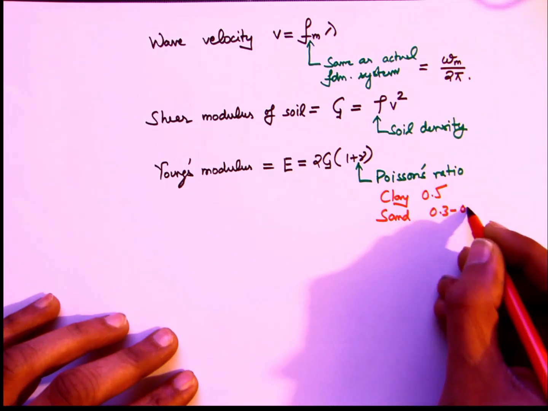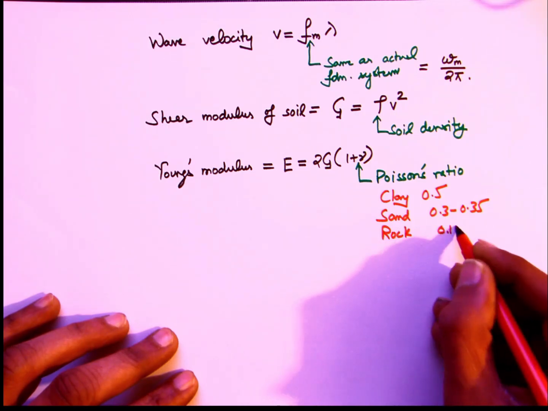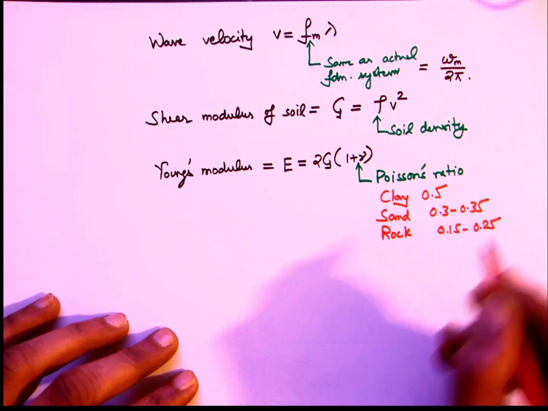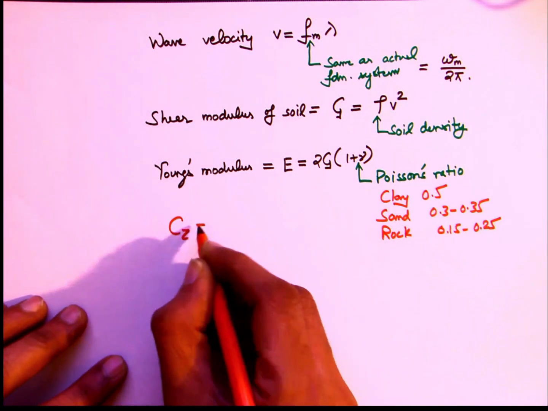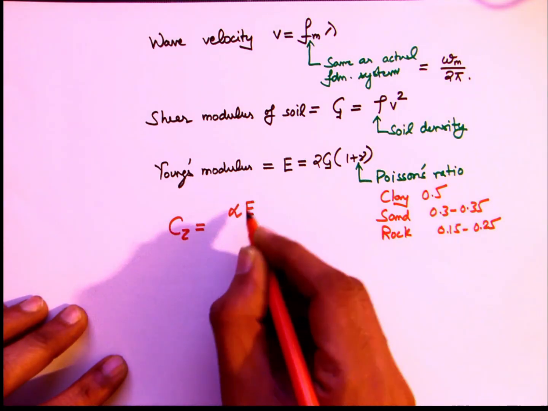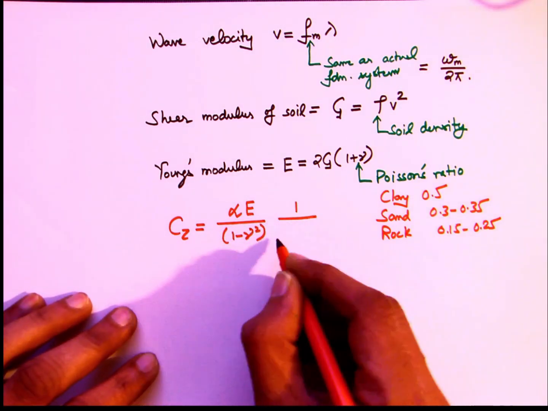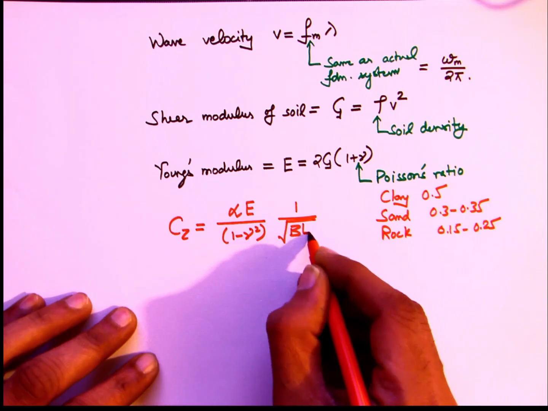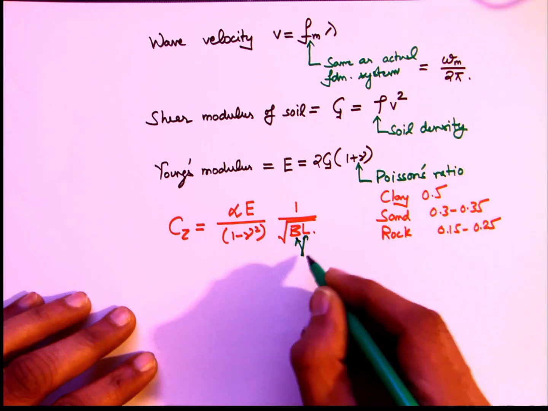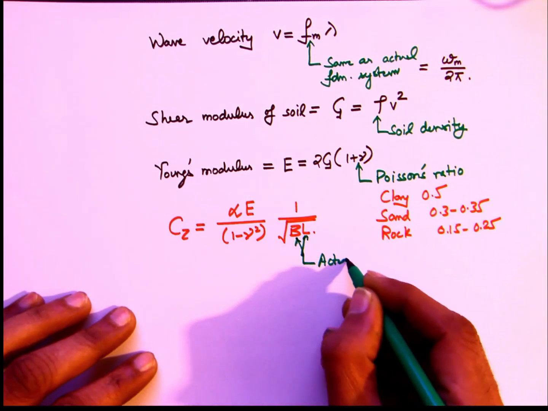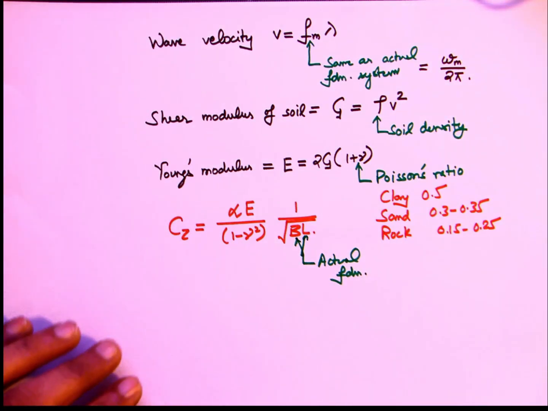For sand, it varies from 0.3 to 0.35, and in the case of rocks, it's a bit low, in the range of 0.15 to 0.25. So the appropriate value can be used to get an estimation of the Young's modulus. And once we have the Young's modulus, then the coefficient of elastic uniform compression is related to Young's modulus by this relation. Here alpha is an empirical correction factor, and B and L are the actual foundation dimensions, B being the width and L the length.